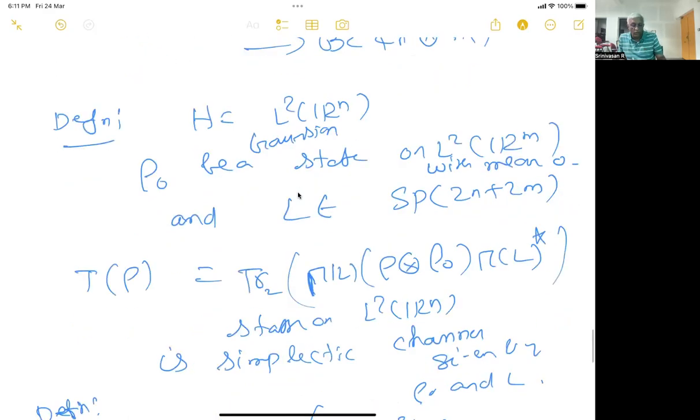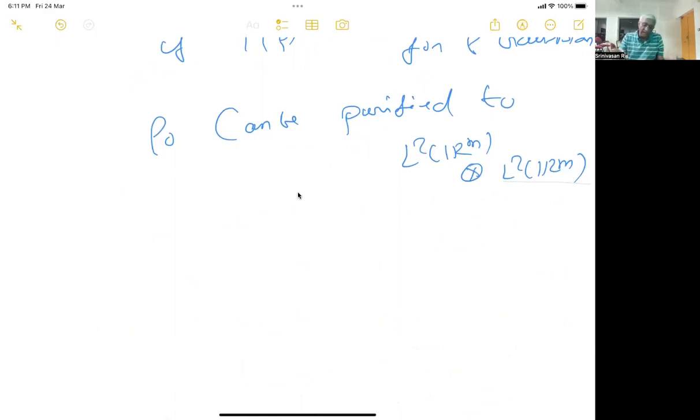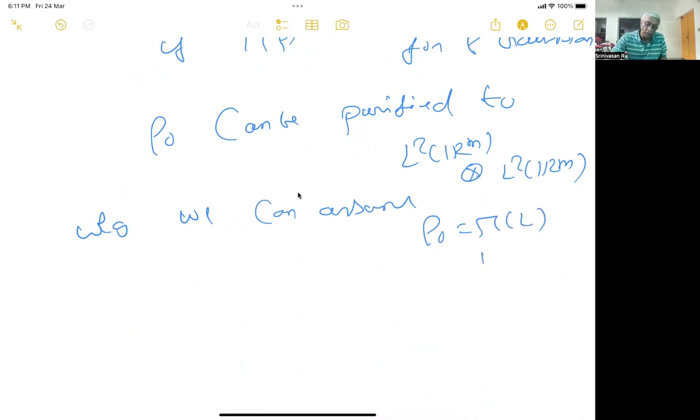Any mean 0 Gaussian state, without loss of generality, by taking a bigger m, replacing m by 2m, we can assume that rho naught is equal to gamma of L, this pure state. That is how any pure state will look like. We have calculated all the pure states. If you apply the W operator, you will get all Gaussian states, but then the mean will not be 0. So you get all Gaussian states with mean 0 looking like this.